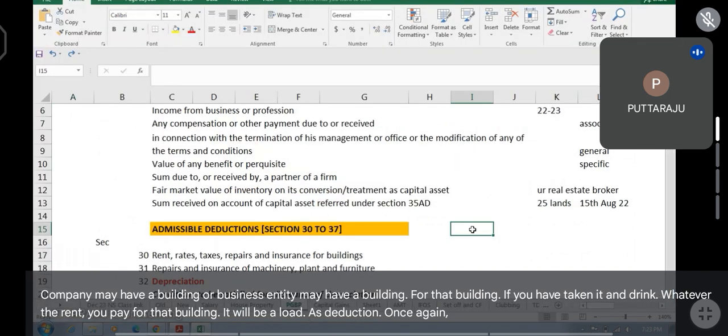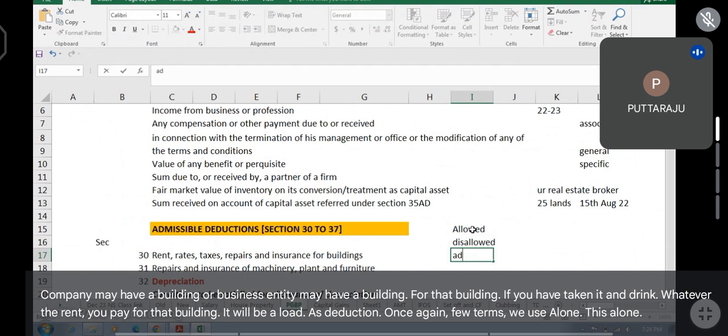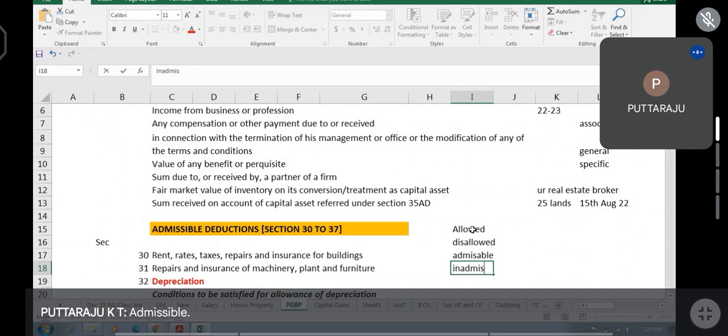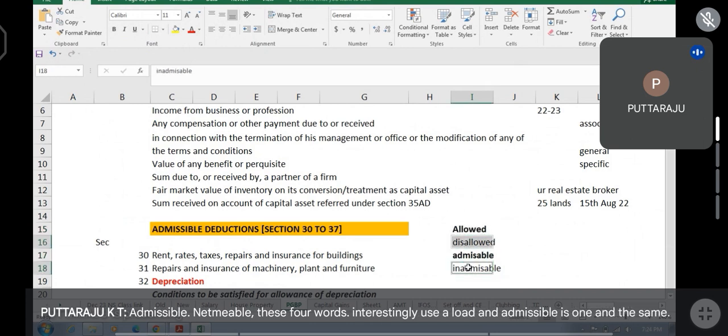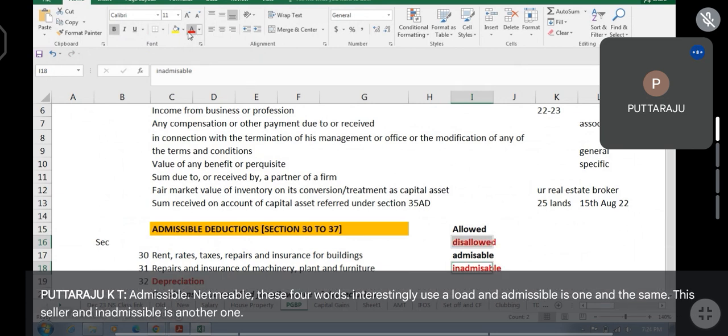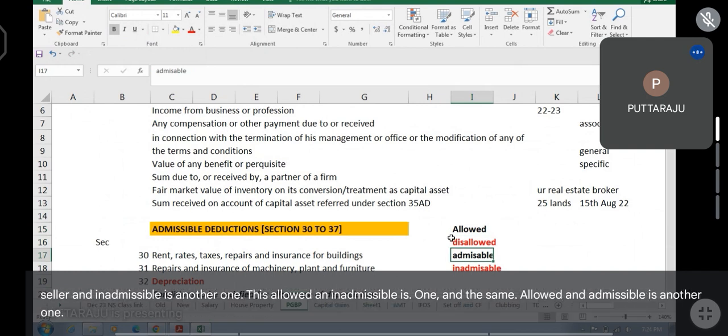One second. A few terms we use: allowed, disallowed, admissible, inadmissible. These four words I use interchangeably. Allowed and admissible are one and the same. Disallowed and inadmissible are another one. Understood? Yes. Okay, you guys need to concentrate.